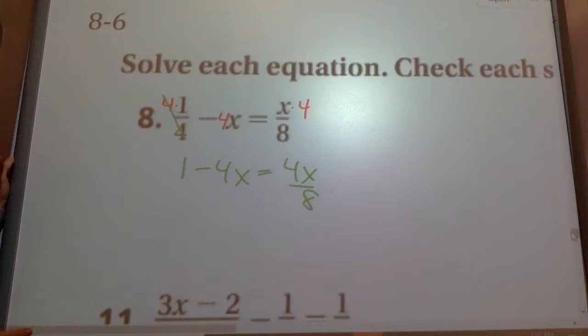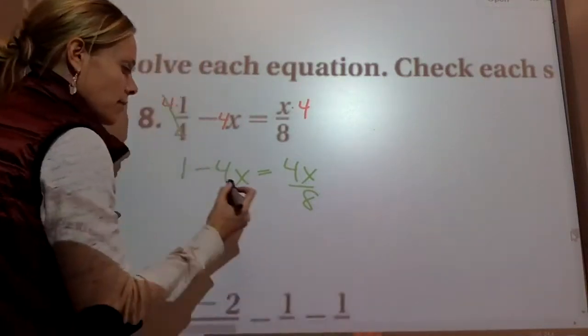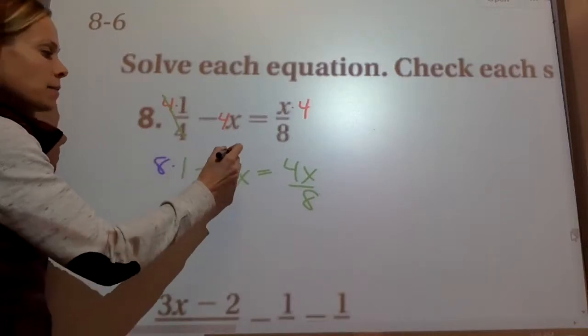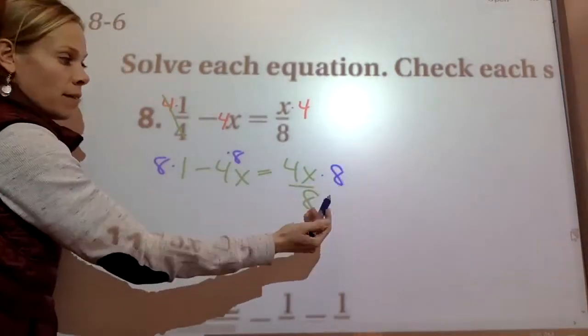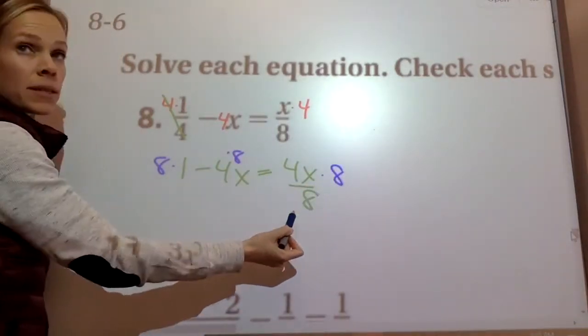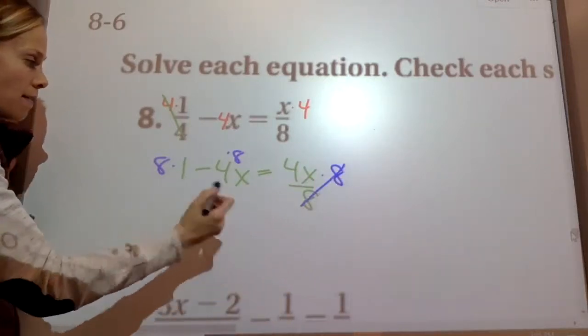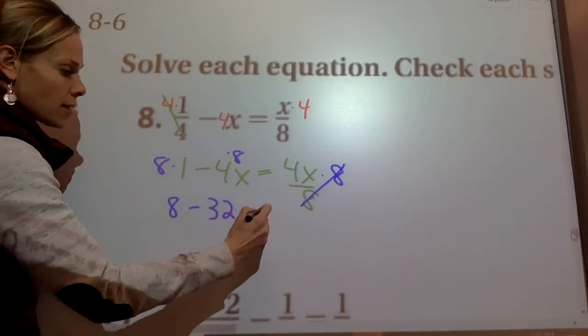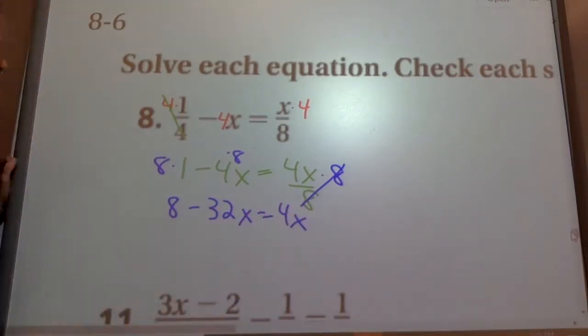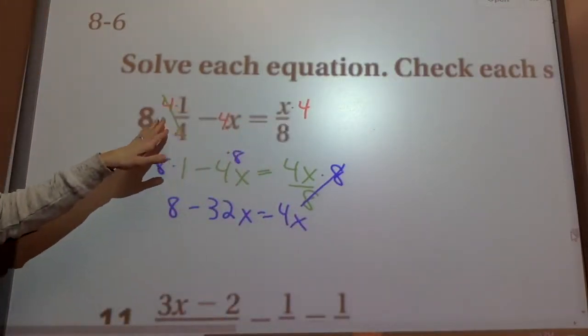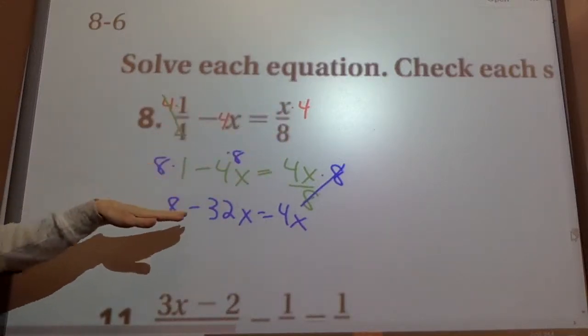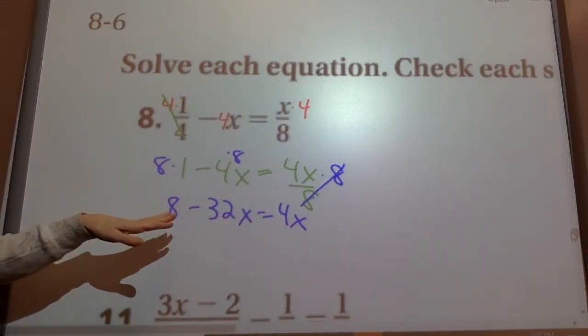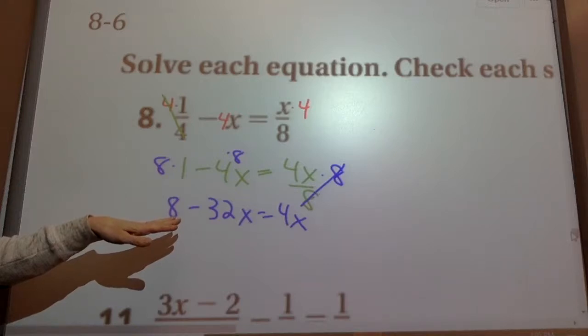What do I still have on the bottom? An 8. So I'm going to take every single term times 8. But if 8 is on top and bottom, what happens? They cross off, and I have this. 8 minus 32x equals 4x. This started off kind of complicated and became something very simple. This is just a basic Algebra 1 problem solved for x.